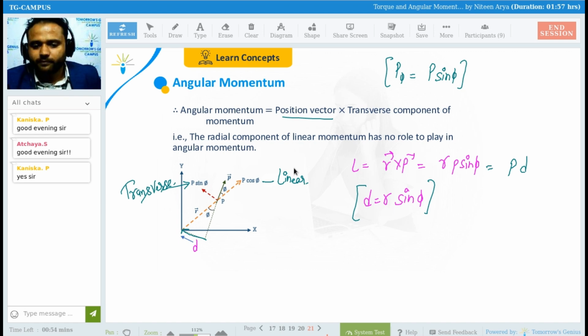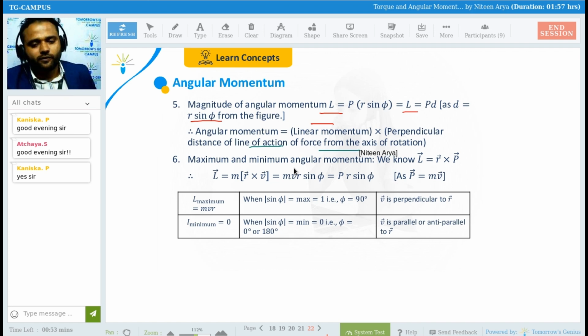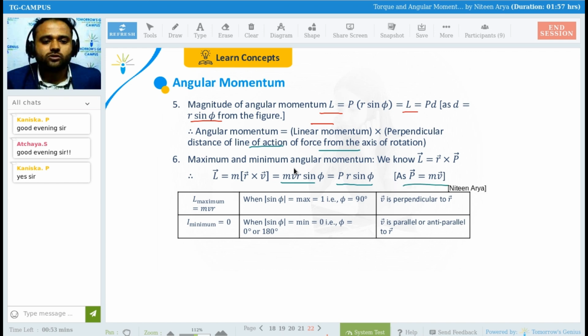Good. Okay. So in the same sense, the same characteristic: L equals p r sine phi, L equals p d, where d is r sine phi from the figure. We already did this in the previous page. The angular momentum is the linear momentum into the perpendicular distance of the line of action of the force from the axis of rotation. Maximum and minimum, same thing, because L is m r cross v, so m v r sine phi, p r sine phi.